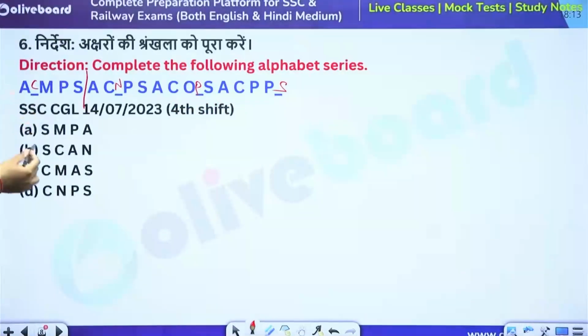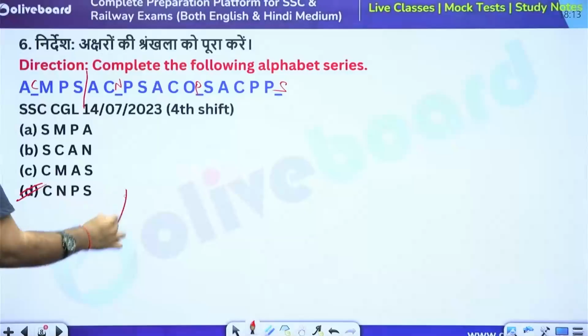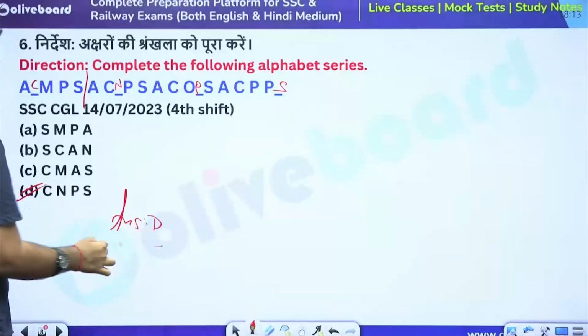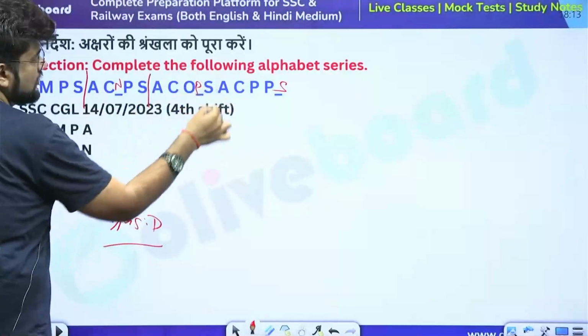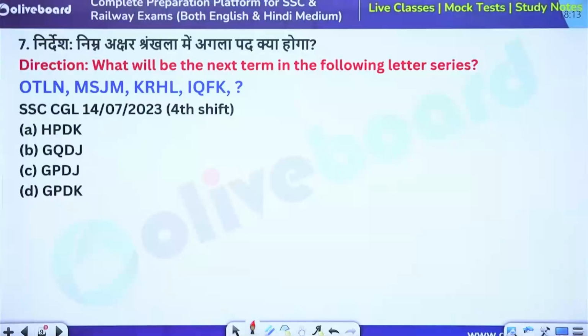So CNPS, option D is the right answer. And this will start coming to you automatically. The moment you practice more, this will start coming to you automatically. Good, very good.